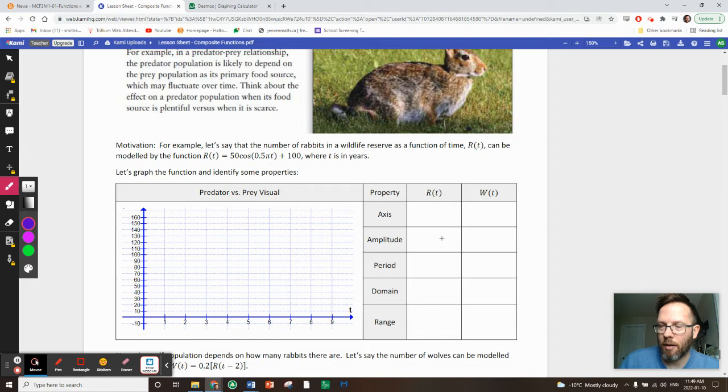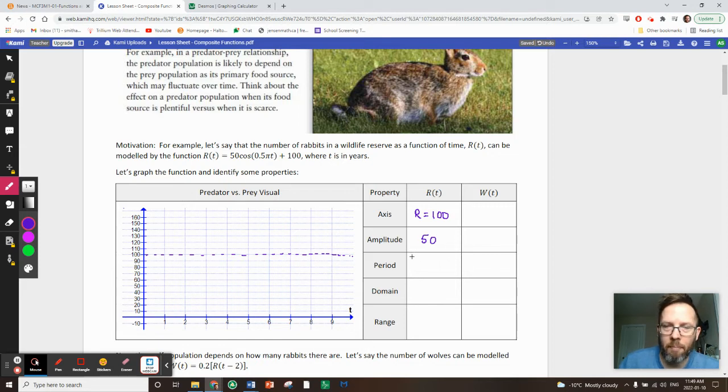A nice thing about this unit is we revisit a lot of stuff we've done before. Here we're revisiting periodic functions. The axis is going to be r equals 100, so our rabbit population is going to fluctuate above and below 100. The amplitude is 50, so the rabbit population will go to a maximum of 150 and a minimum of 50.